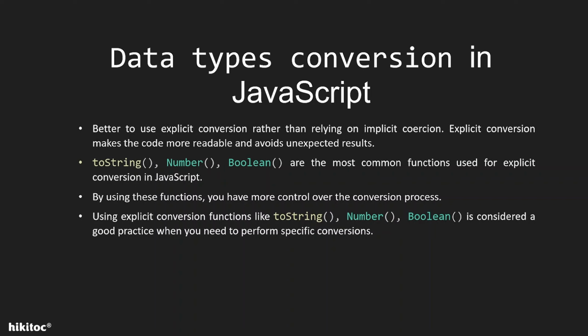By using these functions, you have more control over the conversion process and can ensure that the values are converted as intended. It helps to make your code more explicit and self-explanatory, especially when dealing with different data types and conversion. Using explicit conversion functions like toString, Number, and Boolean is considered a good practice when you need to perform specific conversions and want to be clear about the intended behavior of your code.